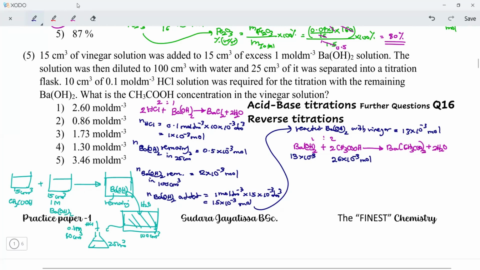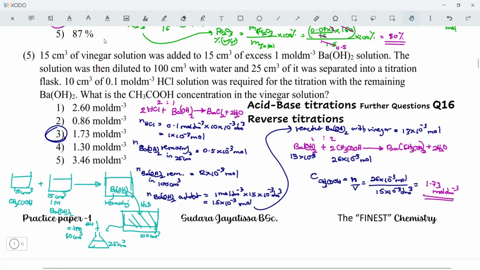Okay, now you can find the concentration of acetic acid by simply dividing these moles by volume. Volume is 15 into 10 to the power minus 3 dm3. So you can divide it by 5 and just simply say it should be something a little bit closer to 2 but less than 2. You can stick to the value 1.73 is good. Third one. Okay, so that's how you do the fifth question.